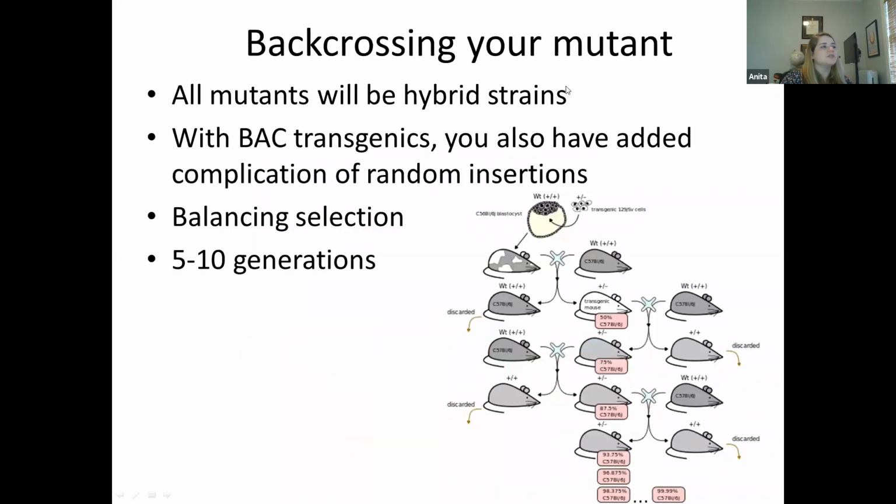So then all of your mice are going to be hybrids. Usually the ES cell is one strain of animal, and then the blastocyst comes from another strain of mouse. So you're going to want to back cross the animals because the strain is going to be hybrid. And then for transgenics, another reason why you might want to back cross is to dilute any effect of having multiple transgenic insertions.